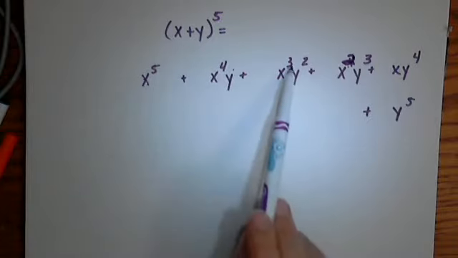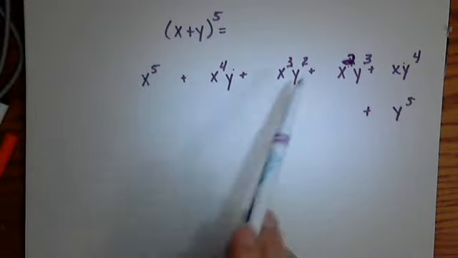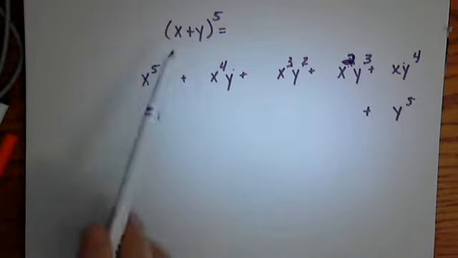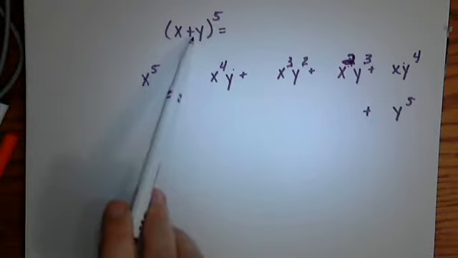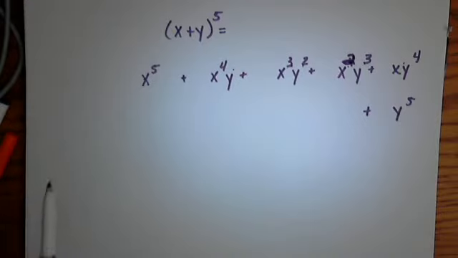4 plus 1 is 5. 3 plus 2 is 5. 2 plus 3 is 5. 1 plus 4 is 5. And that pattern of exponents is going to show up every single time you do an expansion of a polynomial like this. So that is how you take care of the variable part of your expansion.